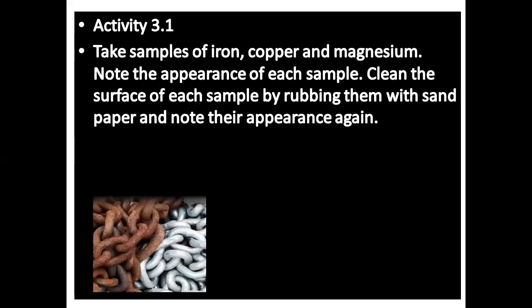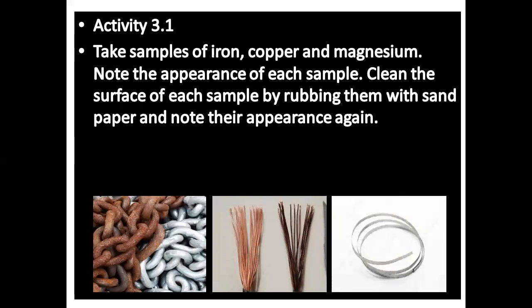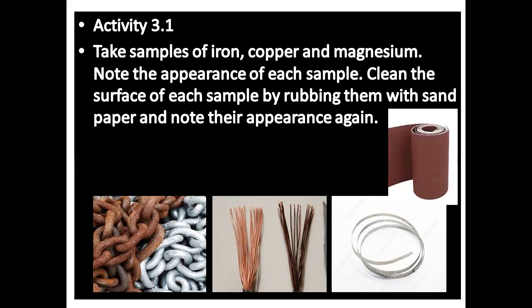Activity 3.1 of NCERT. Take samples of iron, copper and magnesium. Note the appearance of each sample and clean the surface of each sample by rubbing with sandpaper and note their appearance again. The surface of metal is covered with layers of oxide, hydroxide and carbonate due to attack of gases present in the atmosphere on their surface, and on rubbing the surface with sandpaper, the layer is removed and a shining surface appears.